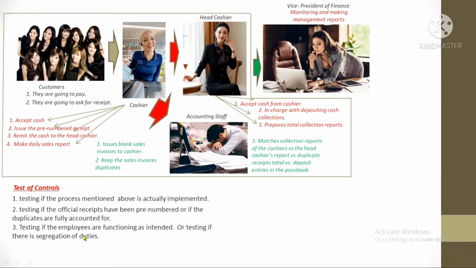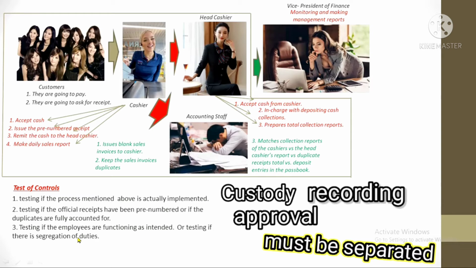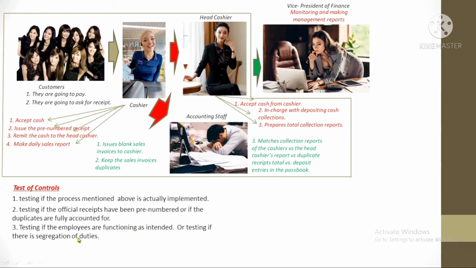But before we move forward, do you still remember segregation of duties? Because if not, then I'll give you the short version of it. So here we go. Segregation of duties states that the custody of assets, the recording, and the approval of transactions shall not be merged in one person. Just like in this example, the accounting staff has no custodial function. He does not handle cash. So there is no violation of segregation of duties here, because accounting personnel should only be concerned with the recording function, not with the custodial function and not the approval function.